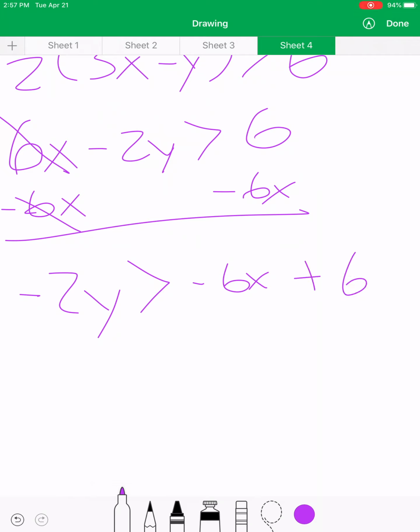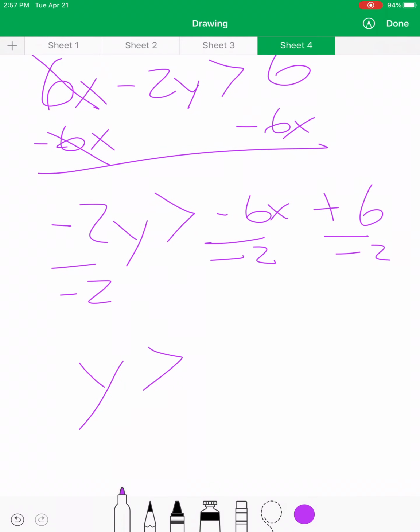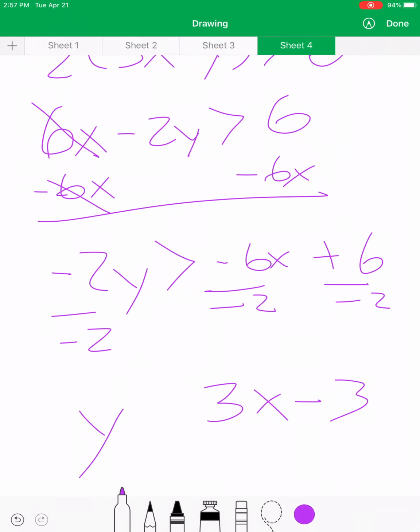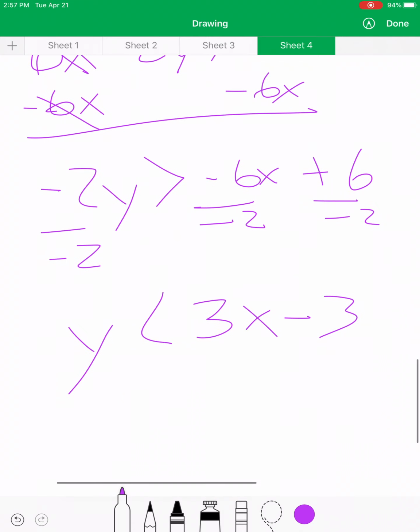Just like the previous problem, you have to get y by itself. The way to get y by itself, opposite operation. Divide by negative 2, divide by negative 2, divide by negative 2. So y is greater than negative 6x divided by negative 2, positive 3x minus 3. Oh, wait a minute. I made a little mistake here. Maybe some of y'all caught it. If you divide or multiply by a negative, the direction of your inequality sign flips. My bad. I forgot that little rule. So don't forget that. If you divide or multiply by a negative, the direction of your inequality sign flips.